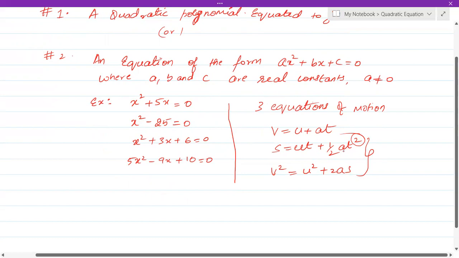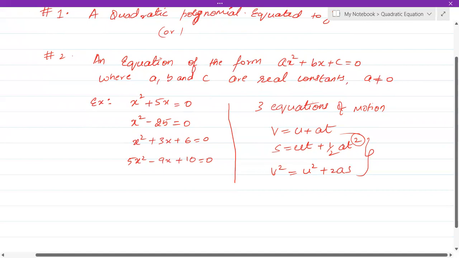So this quadratic equation helps us to find the acceleration or displacement or the time, isn't it? So what do you have in this equation? We have s, which is displacement. We have u, which is initial velocity. t is the time taken, a is acceleration. So using this quadratic equation, you can find the value of the time, isn't it?